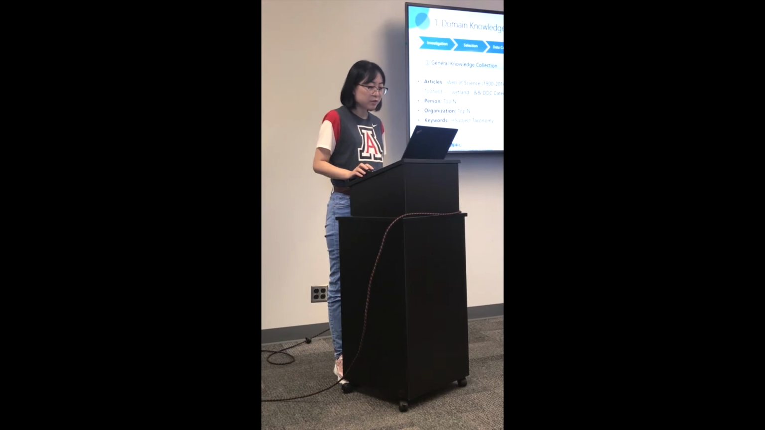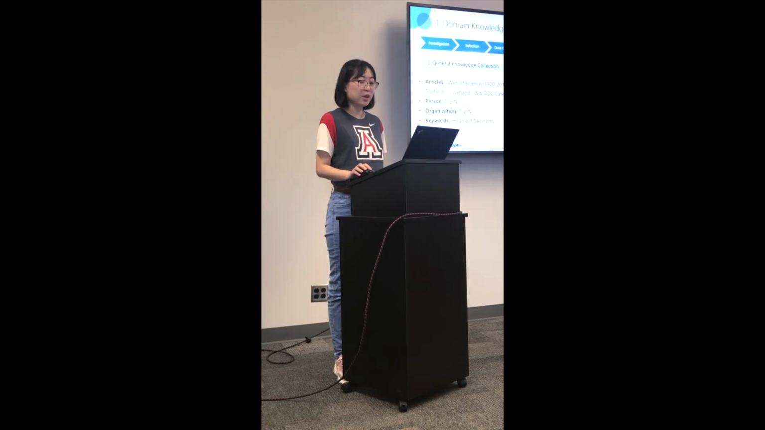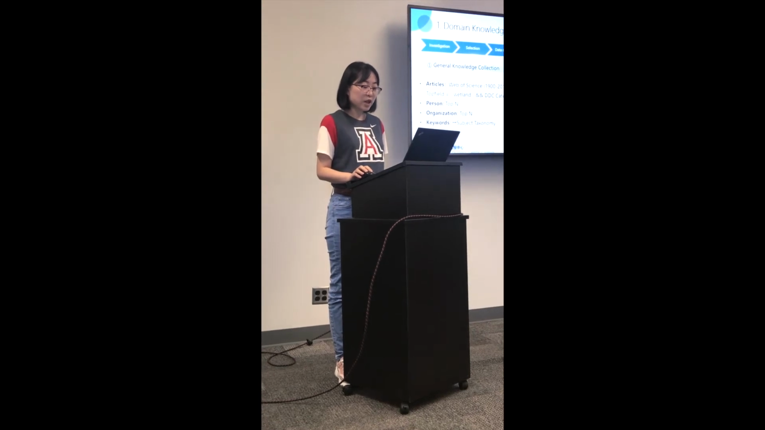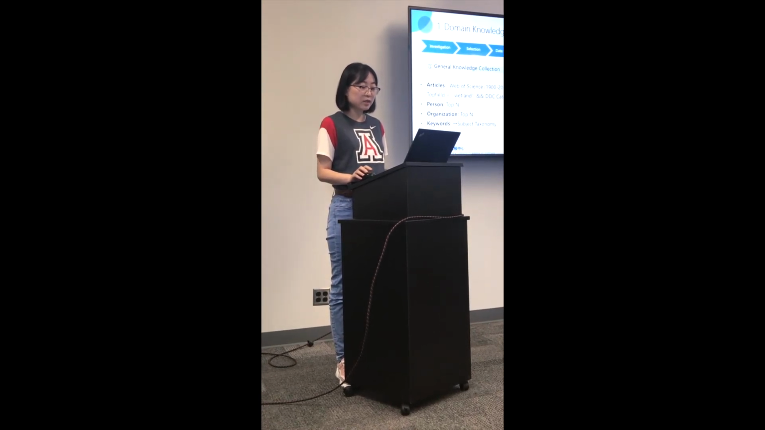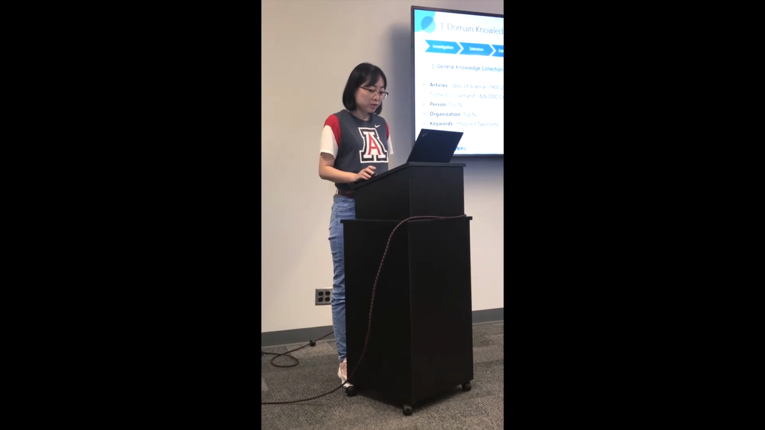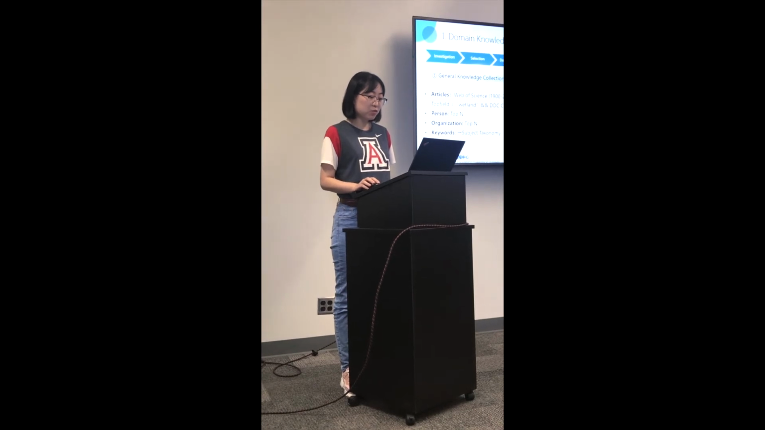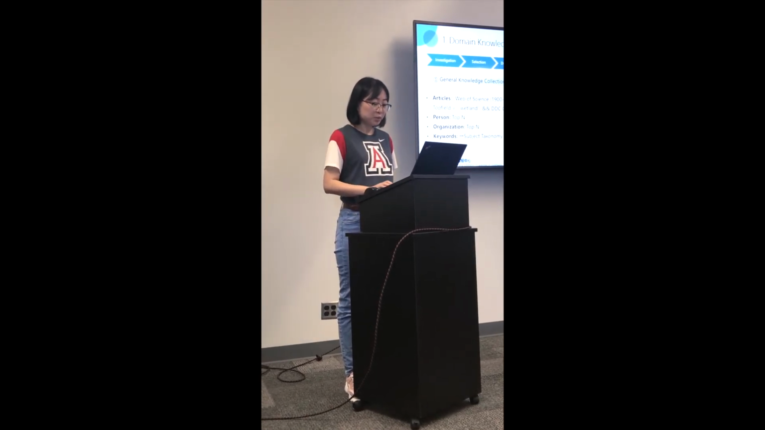And the second kind of data is domain knowledge, which can be collected from a lot of sources, like the U.S. Department of Agriculture. We can collect some plant data, and some wetland data in China. There is a database in China. We can extract some information about animals. And also, we can use the Ramsar Convention to extract the wetland information and geo names.